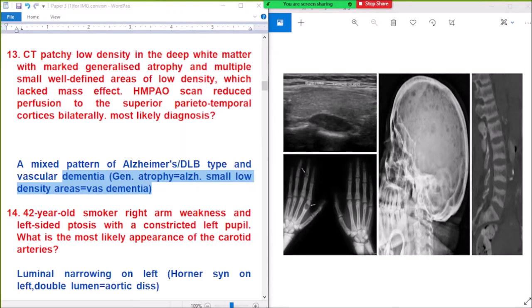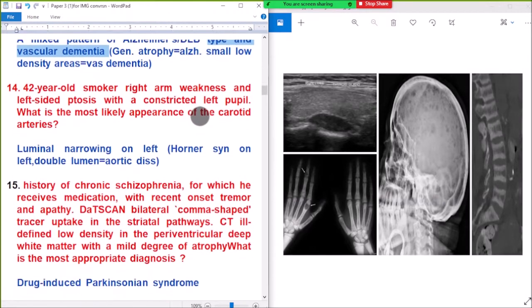Okay. CT scan shows patchy. Now the thing is, generalized atrophy means Alzheimer's disease. When a patient has marked generalized atrophy, the diagnosis is Alzheimer's disease, and when small low density areas are seen, then vascular dementia. Generalized atrophy is Alzheimer's disease, and multiple small well-defined areas of low density, vascular dementia. So the diagnosis is a mixed pattern of Alzheimer's disease and DLB type vascular dementia.